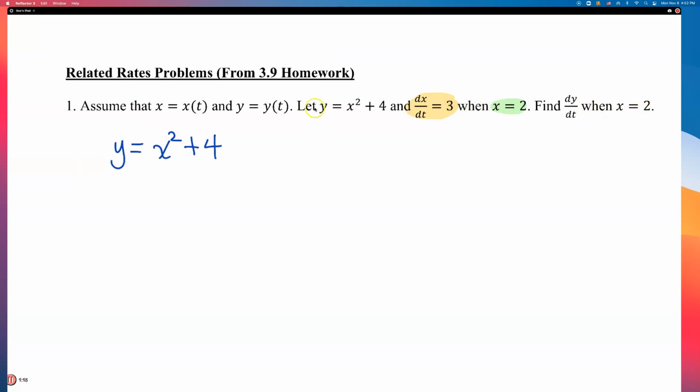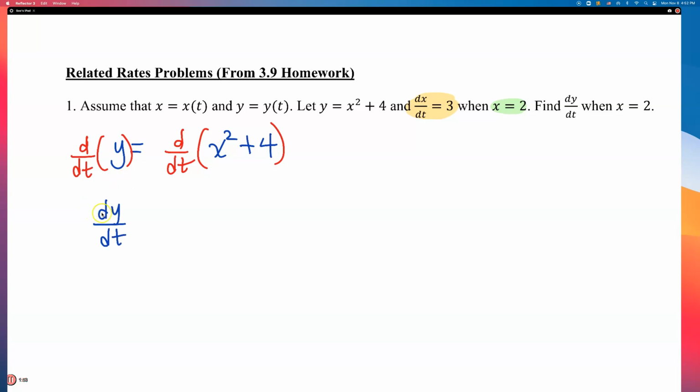So they gave us an equation, these orange and green highlighted pieces of information. What we're going to do is first start with that equation and differentiate it with respect to t. So let's find d dt of both sides. If you take a look at the left-hand side, the derivative of y with respect to t is nothing more than dy dt. So write down dy dt. And that's what we are trying to find, right? So let's go to the right side.